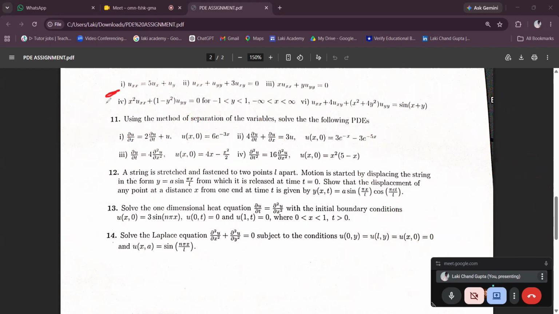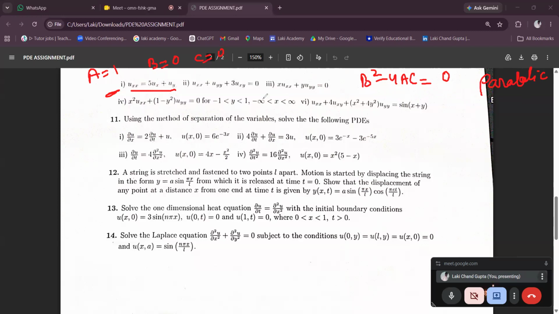See, in first equation, a is equal to 1, b is equal to 0, and c is equal to 0. When you put here b square minus 4ac, what will you get? 0, right now? 0. So b square minus 4ac equal to 0 means parabolic. And parabolic is heat equation. So this is a heat equation, right?